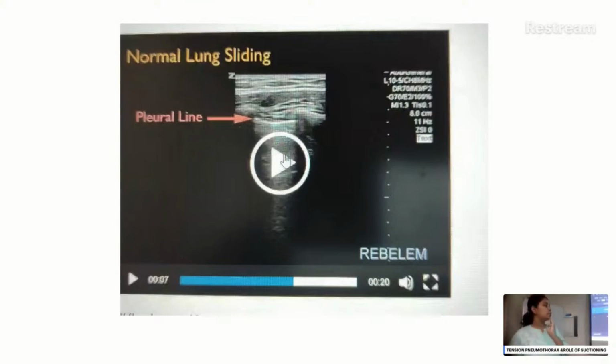Now, what are the ultrasonographic features for the diagnosis of tension pneumothorax?